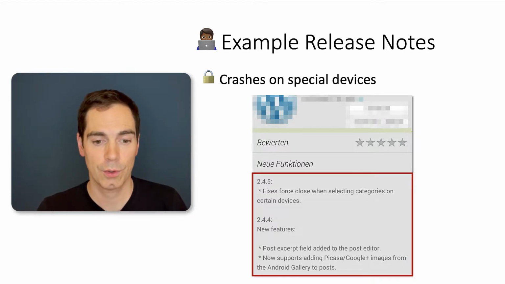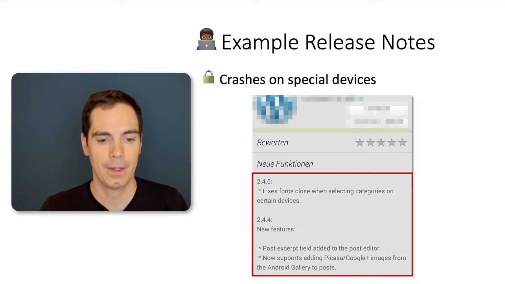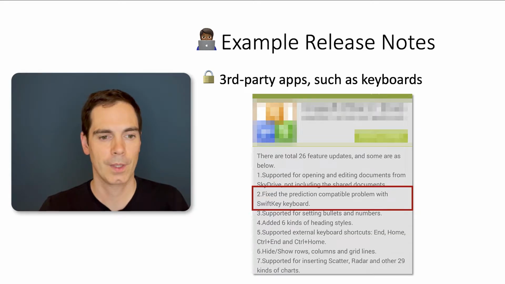Fix force close when selecting categories on certain devices. So in this app you can somehow select categories, and that's also something that you should do. Take some devices and change the categories and see what's going to happen there. That's important information for us, right? And then think about what you have done in order to prevent this issue from being on the production system.